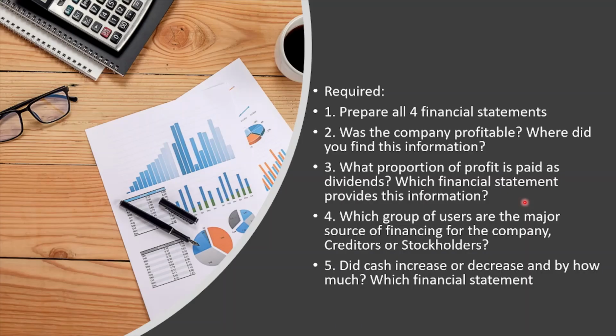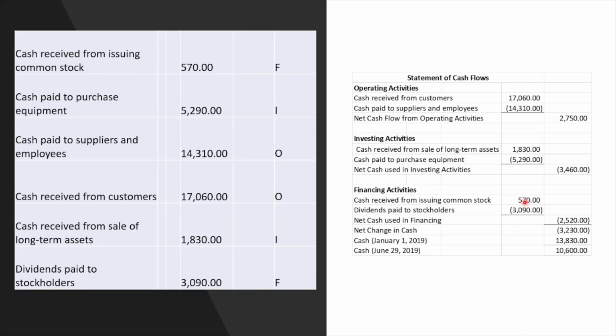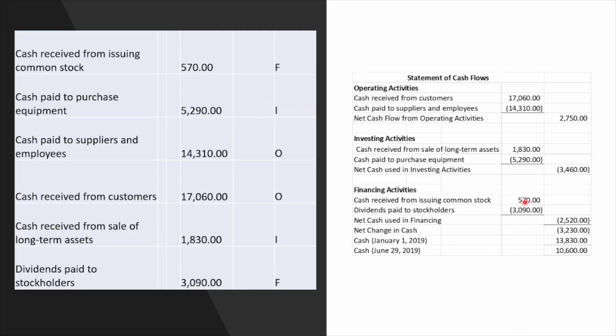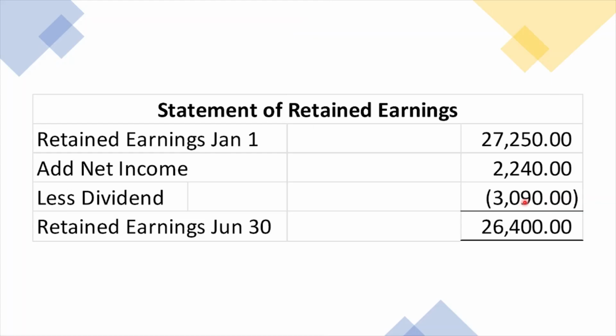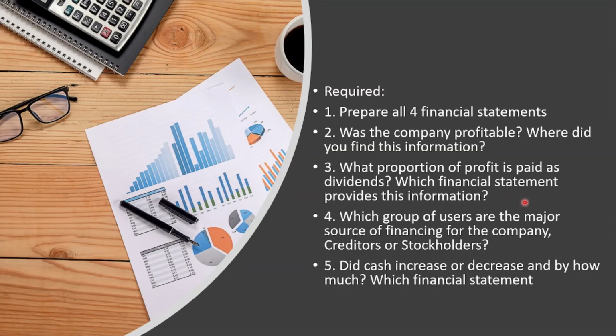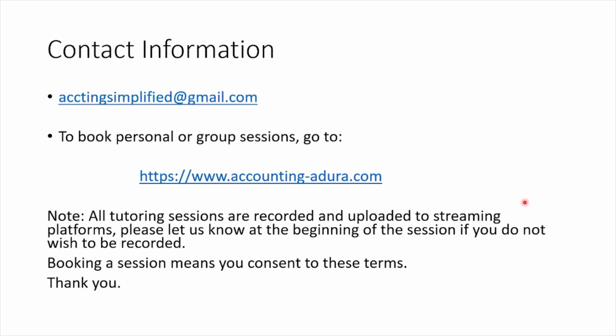In this case, what did it do? There was a negative change in cash, right? So that means it decreased. It decreased by 3,230. That's the decrease in cash. Then it says, which financial statement? Of course, the statement of cash flow.